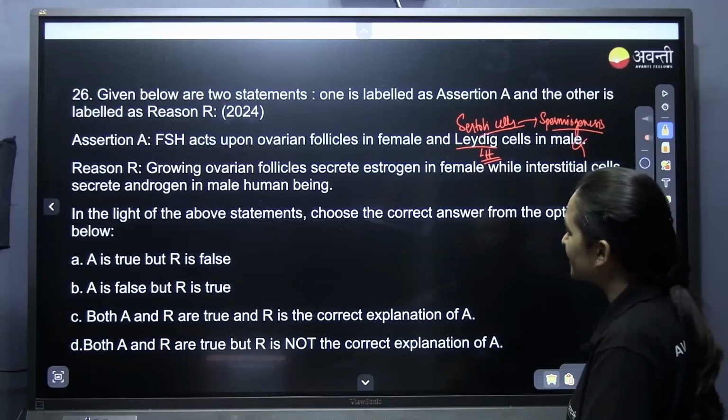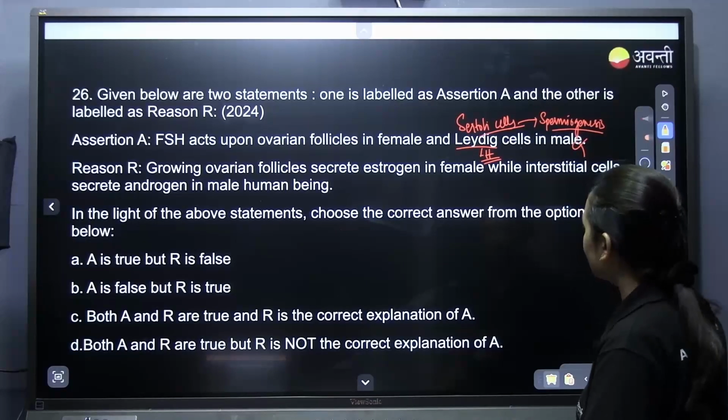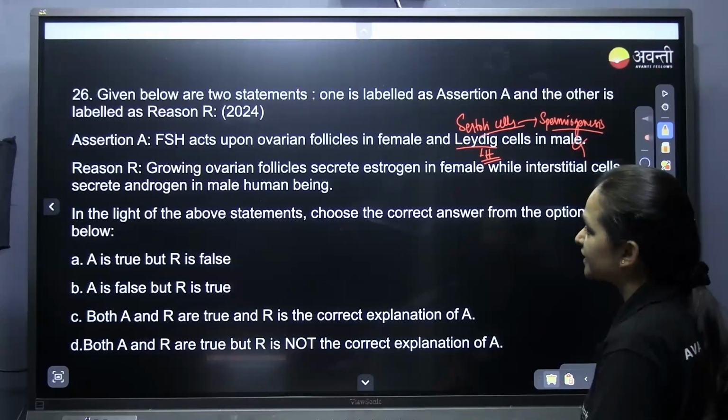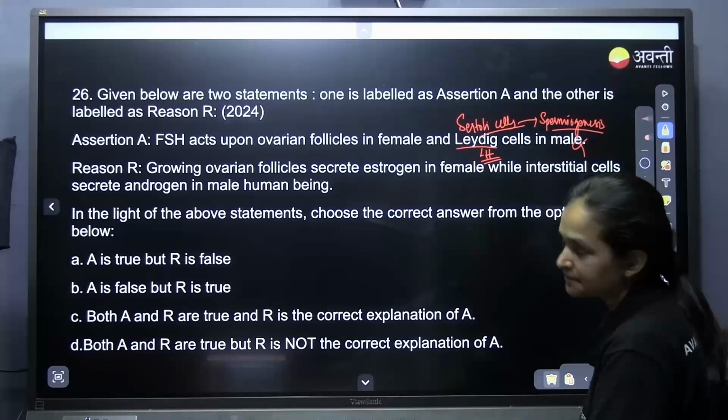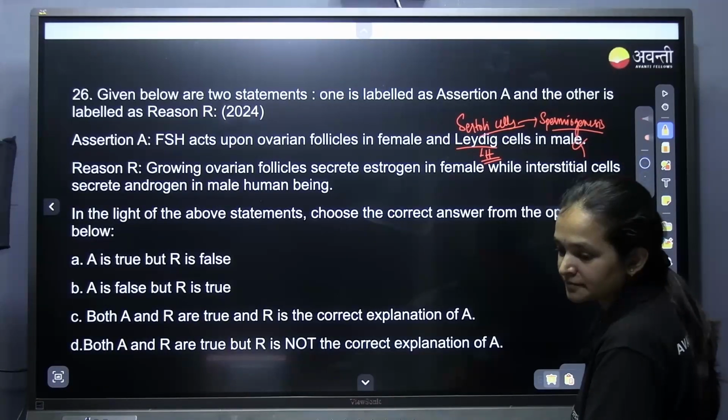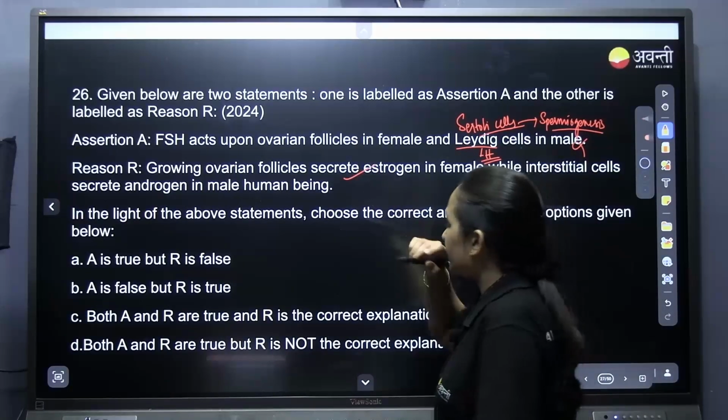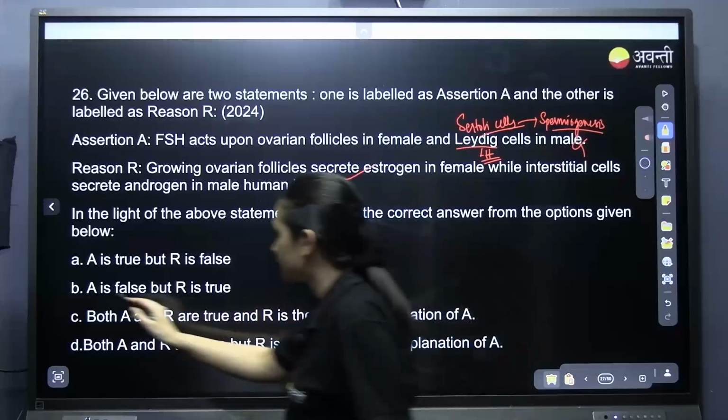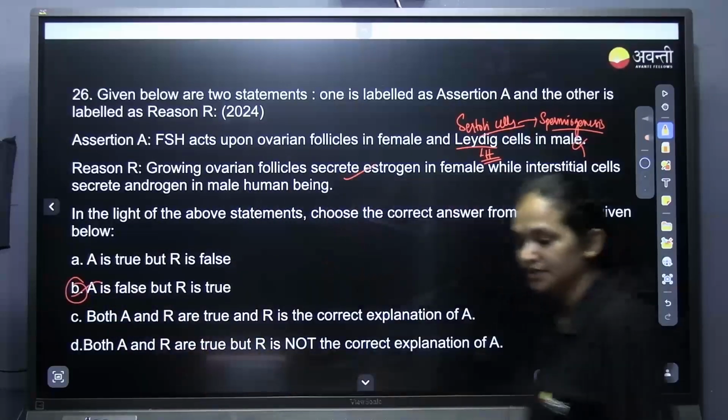Growing ovarian follicle secretes estrogen in female while interstitial cell secrete androgen in male human being. Correct or wrong? Correct. So A is false, R is true. B for Bombay is the correct answer.